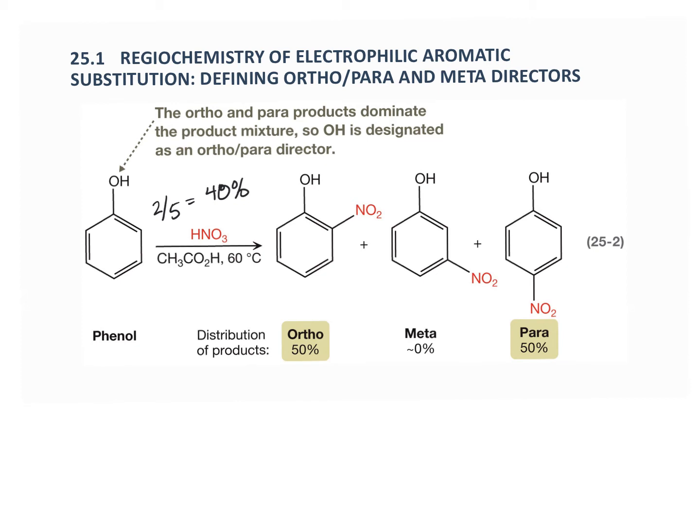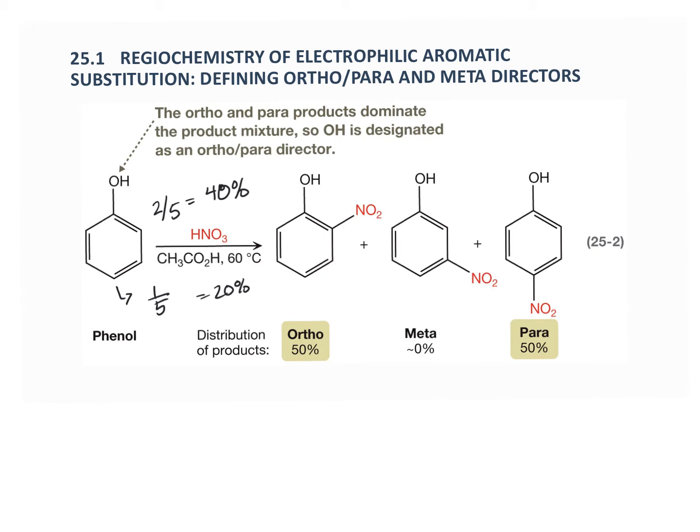Same thing with meta, 2 out of 5. And then because we just have one hydrogen here in the para position, that would be 1 out of 5, and it would be 20%. So when we did this reaction, we would expect 40, 40, 20. But what we actually see when this undergoes nitration is about 50-50 ortho-para. And so because of this, the hydroxyl group here, because it favors those ortho-para products, is called an ortho-para director.